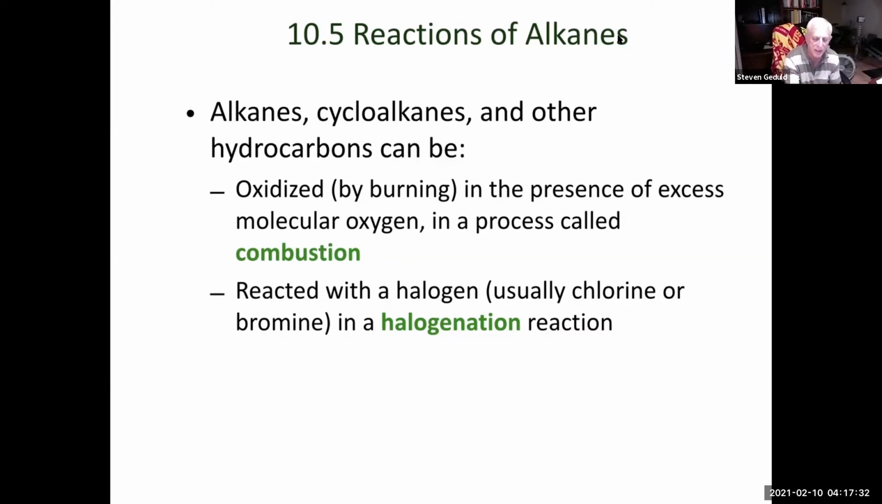We have talked about alkanes and cycloalkanes. Okay, hydrocarbons, carbon and hydrogens exist in many forms. The two we talked about so far, alkanes and cycloalkanes. They can be oxidized. When we talked about oxidation numbers the first day, we're going to review that a little bit. They can be reacted by burning in the presence of excess oxygen, and that's called combustion. Whenever you hear the word combustion, it means in the presence of oxygen.